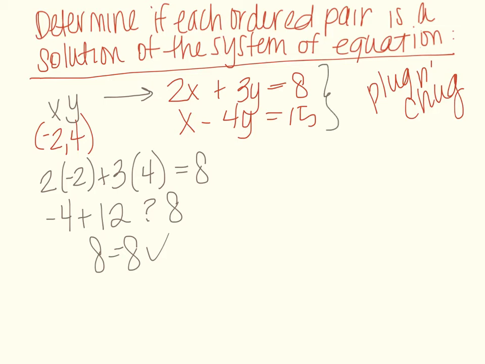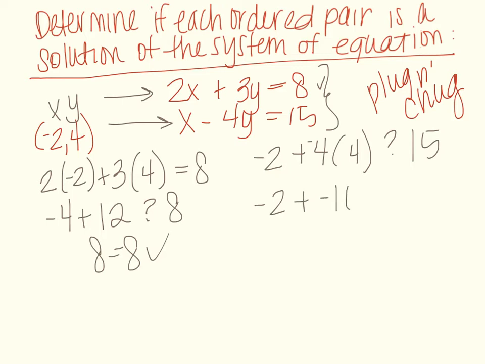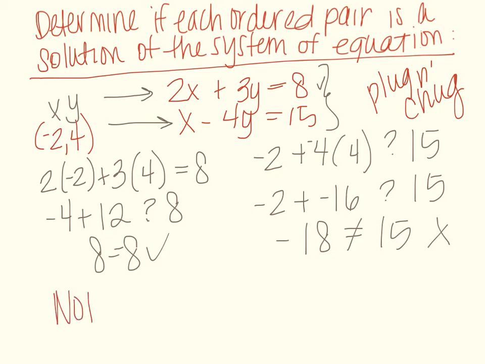But these two go together. Even though this first one checks out, we still have to do the second one. So now I'm going to do the bottom one. I see an x, so I'm going to do negative 2 minus 4. Here's our y, so I'm going to plug in 4. Does that equal 15? I'm going to do SAIL. So we have negative 2 plus negative 16. Does that equal 15? We get negative 18 does not equal 15. So this is false. Since both of them are not true, this is not a solution.